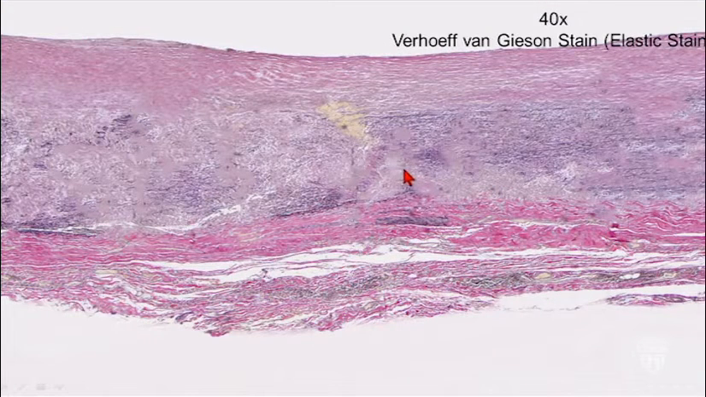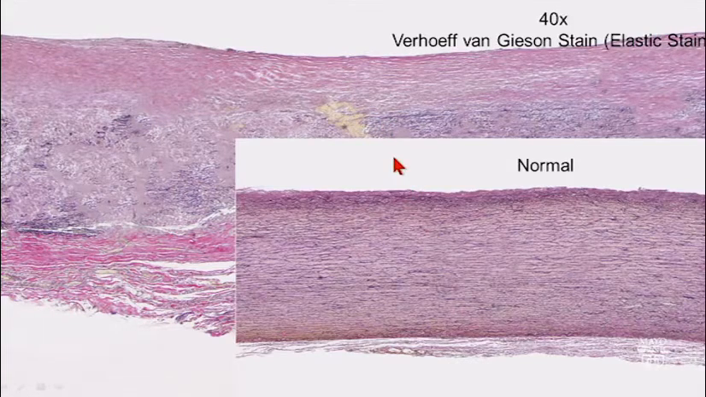Now here is something you've seen before. This is an elastic fiber stain, and this is elastin fragmentation, the final common pathway of a lot of the diseases we're going to talk about. And this is what it's supposed to look like in the normal state.